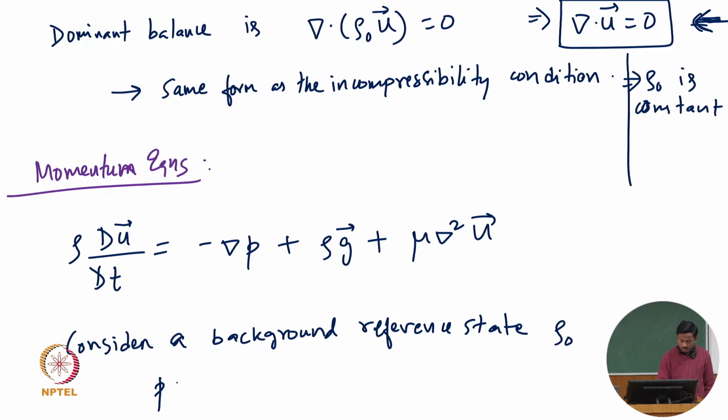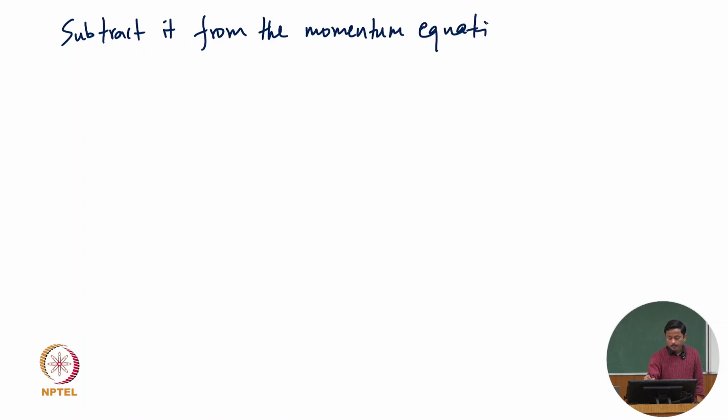So this is the P naught. The gradient of P naught is equal to rho naught g. So P naught is the reference pressure. This is a function of z, and this is a background reference state. Now subtract this background reference state from the momentum equation. Actually it's momentum equations, so these are three sets of equations.